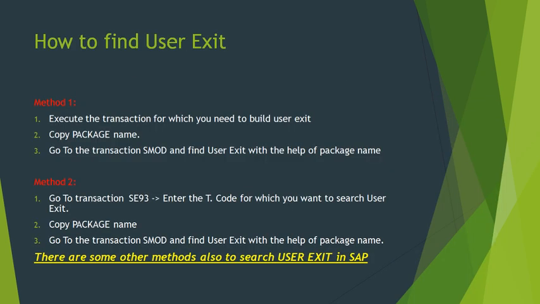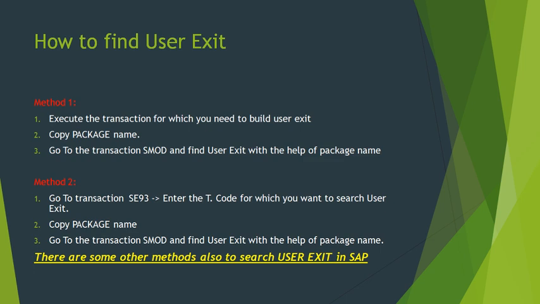Now we'll see how we can find user exit, how a functional consultant can find user exit. There are various methods where you can find user exit, but we'll basically discuss 2 methods, and as we proceed further we'll see another method. The first method is, for any transaction code for which you are implementing the enhancement, for example you are creating a vendor, the transaction code which you will be using is XK01.